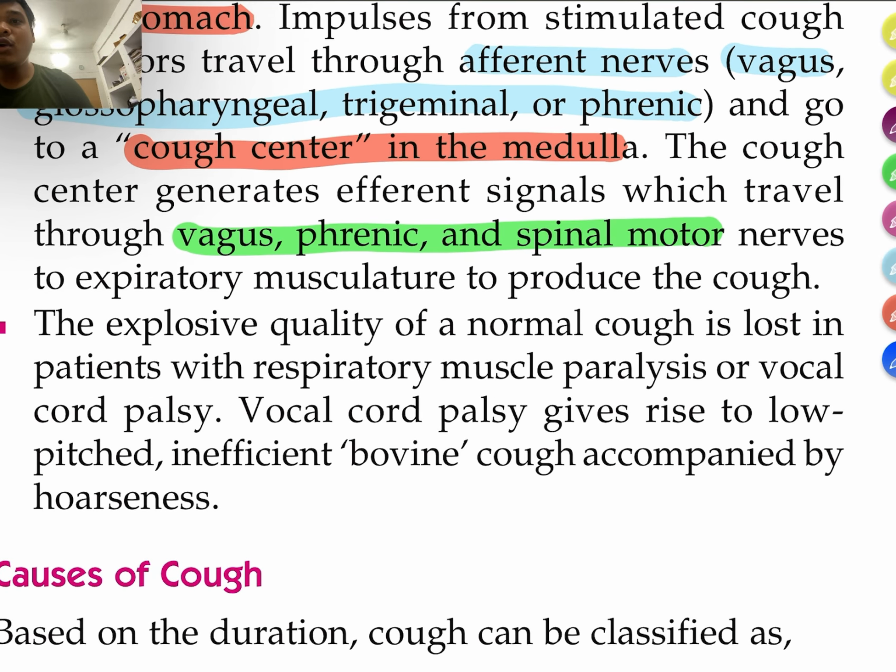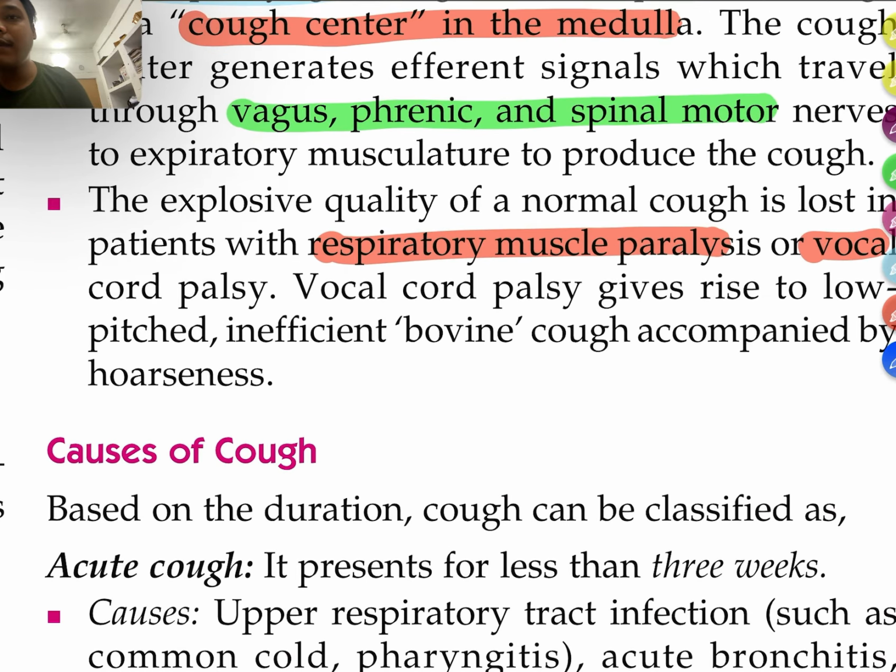Okay, so the explosive quality of the normal cough is lost in a patient with respiratory muscle paralysis. It is obvious, because the force is generated by the respiratory muscles. But if the respiratory muscles are paralyzed, then no force will be generated, and not enough sound will be produced. So in respiratory paralysis as well as vocal cord palsy, these are the two points we have to remember.